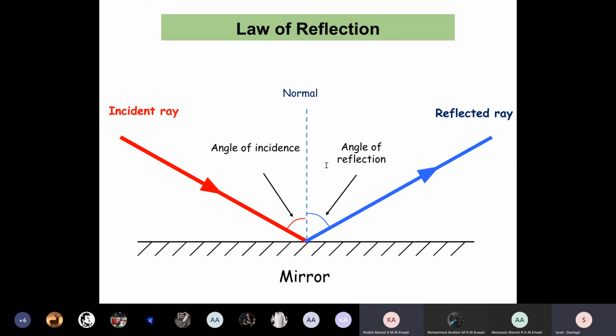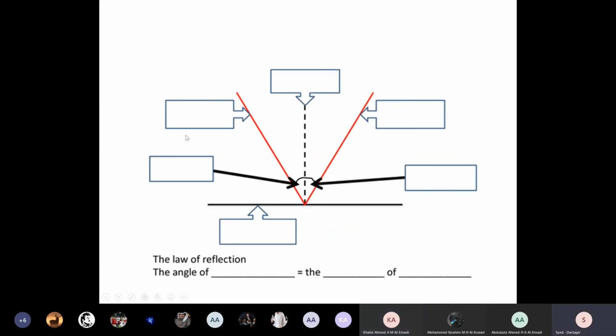What do you mean you don't know? Start with the incident ray. What's the incident ray? It is the angle of incidence. Yeah, what does this mean? This is where the light is coming from. And what's this? This thing here, Khalid. The reflected ray is the angle of reflection. Okay, yes, good. Reflection of the mirror. Okay, we'll move on then.